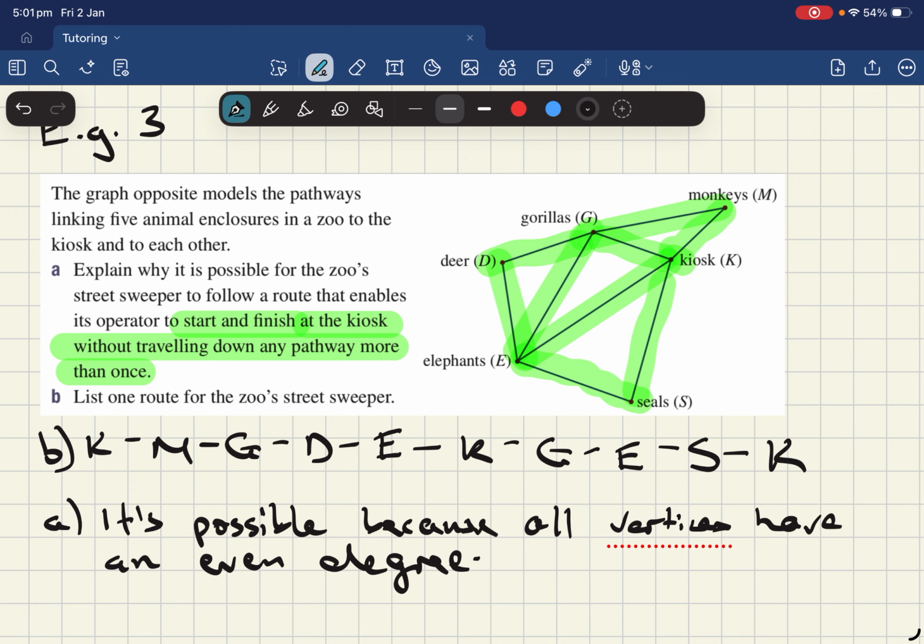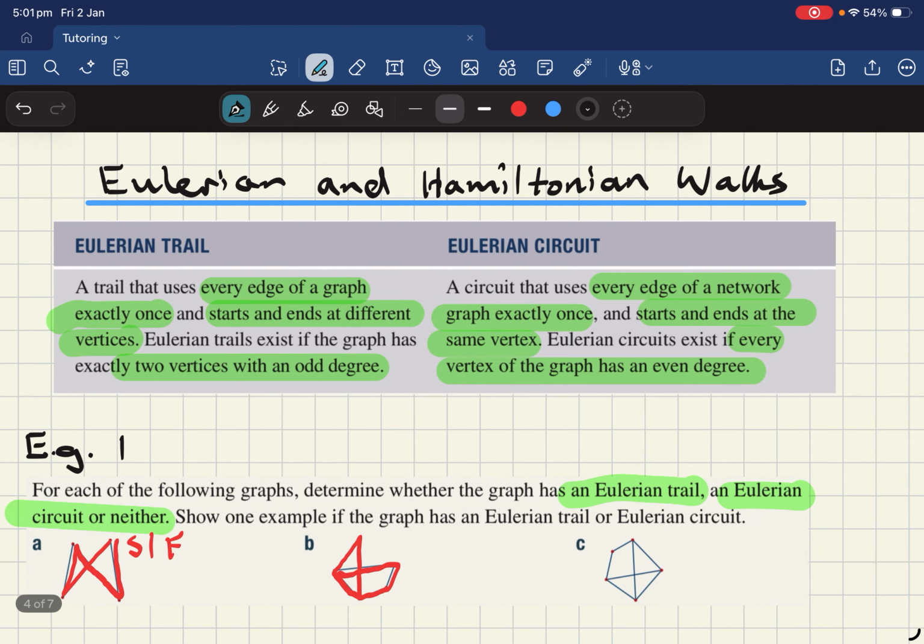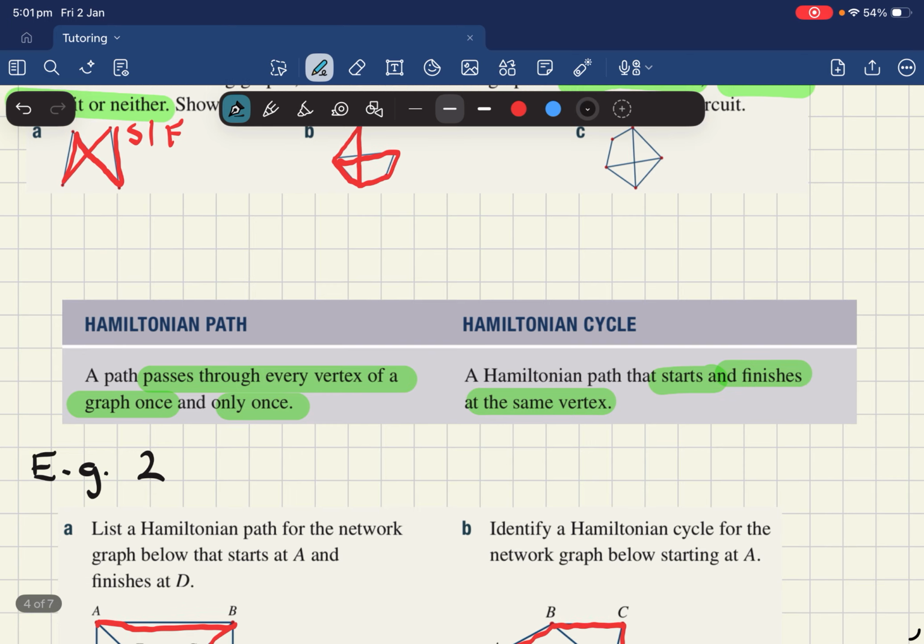And there you have it. This is how we can work with our Eulerian trails, our Eulerian circuits, and our Hamiltonian paths and Hamiltonian cycles.